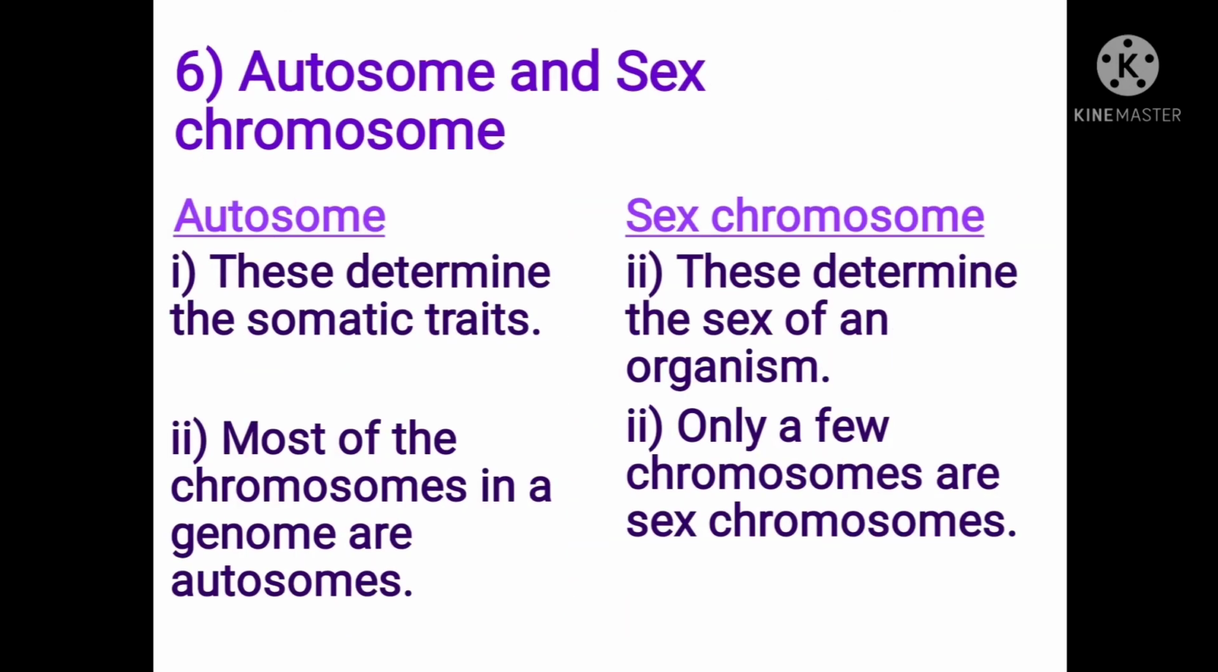The last one is autosome and sex chromosome. Autosomes determine the somatic traits. On the other hand, sex chromosomes determine the sex of an organism. Most of the chromosomes in a genome are autosomes. On the other hand, only a few chromosomes are sex chromosomes.